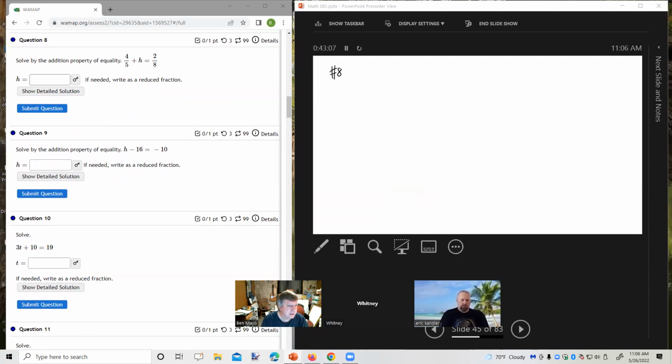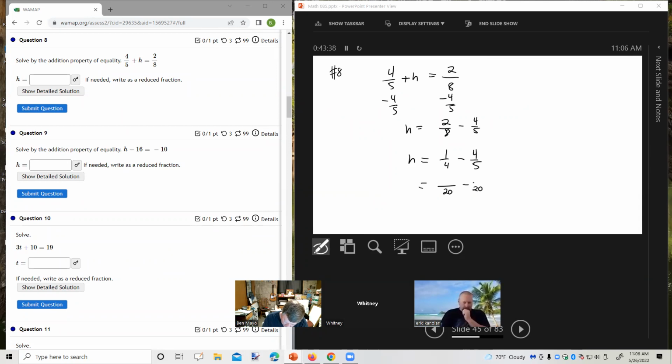Solve by the addition property of equality, 4/5 plus h equals 2/8. So we're actually going to subtract 4/5 from both sides of the equation. So we get 2/8 minus 4/5. Well, I could reduce 2/8 to 1/4. I don't have to, but I could do that. And then my least common denominator would be 20 instead of 40 if I just left it like that.